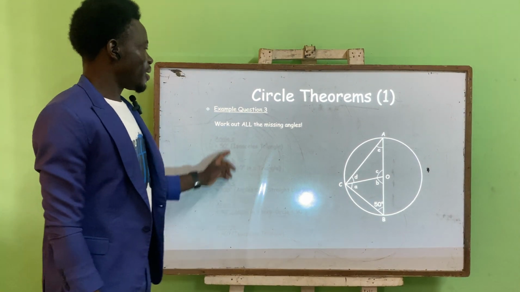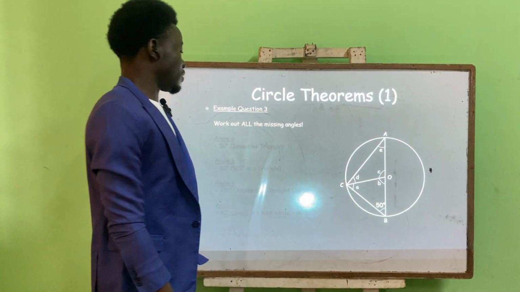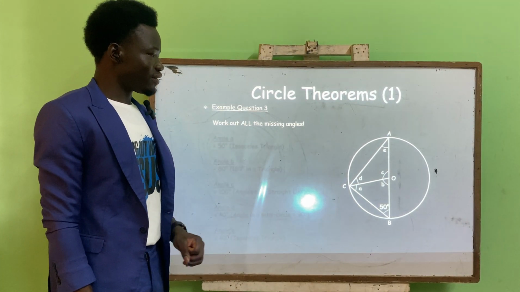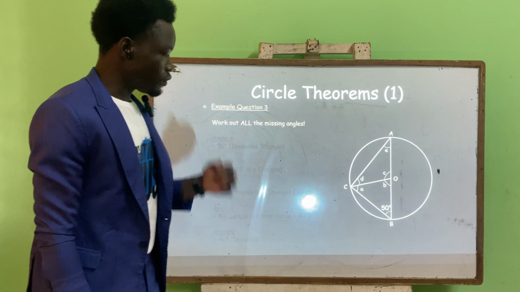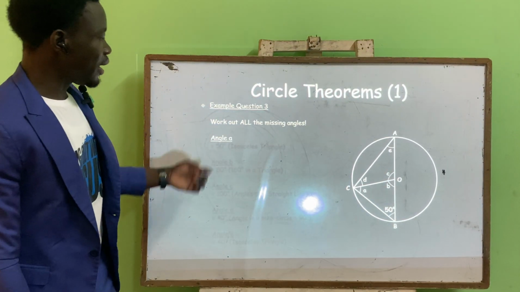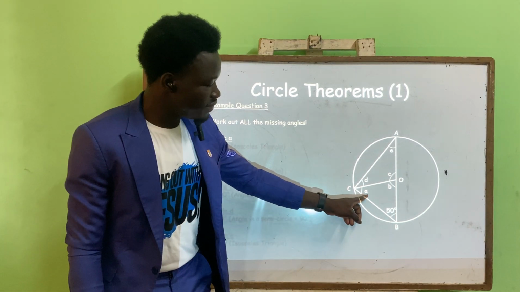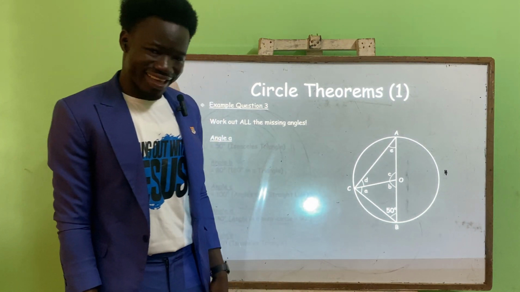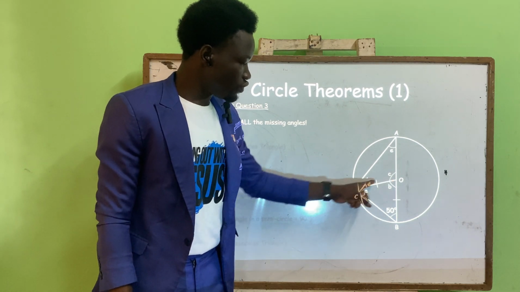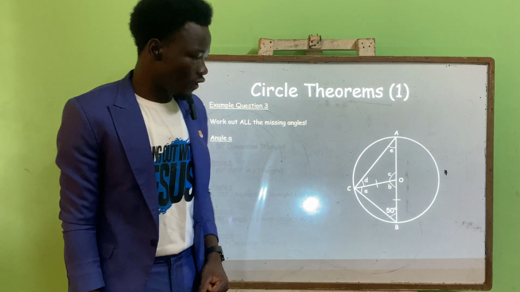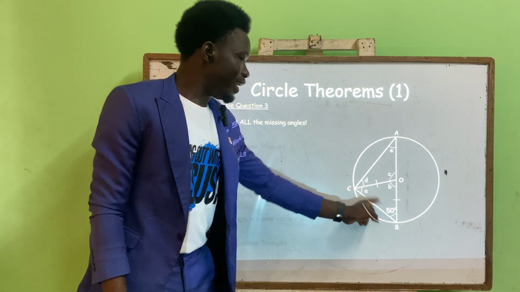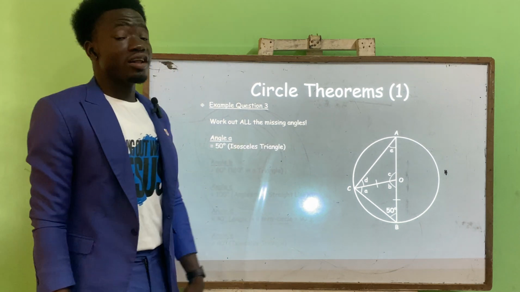Very simple. Now, we want to solve one more example, and then we're going to do example 3. Work out all the missing angles. So we have A, B, C, D, E. And A, you know it, right? Yes, because these lines are all the radius, and they are equal, forming an isosceles triangle. If the two sides are equal, the base angles are also equal, so A is what? 50 degrees. Angles in an isosceles triangle.